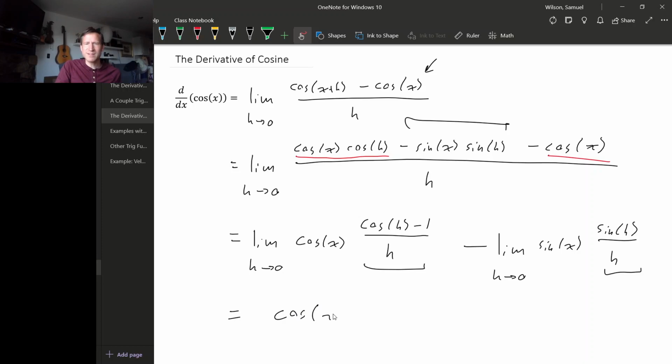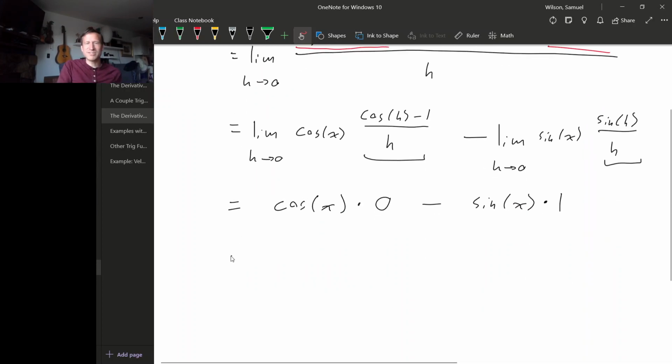So this time it's the cosine of x part that gets multiplied by 0, and then it's the sine of x that gets this one that's multiplied, whose limit is 1. And so this time it's the sine that survives instead of the cosine. So we get, and also there's a minus sign there. So the derivative of cosine is, it's not sine, it's negative sine.